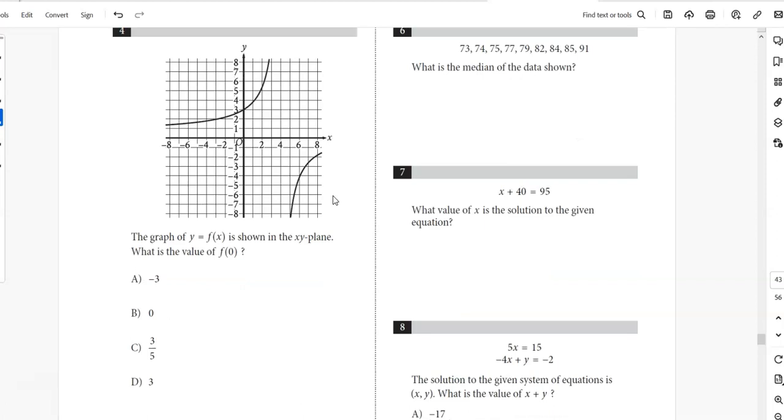Number 4, again, they love this question on the new digital SAT, so just be prepared for it. It's saying when x is 0, which means what's the y-intercept, which you can see is positive 3. It's almost too easy.